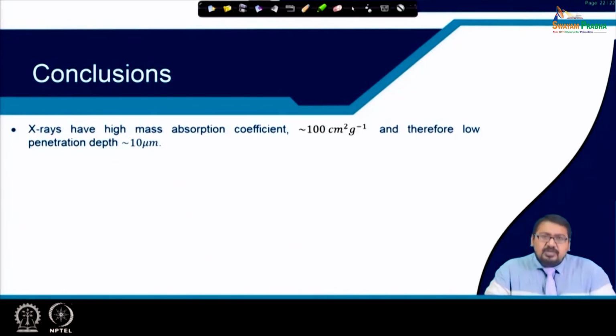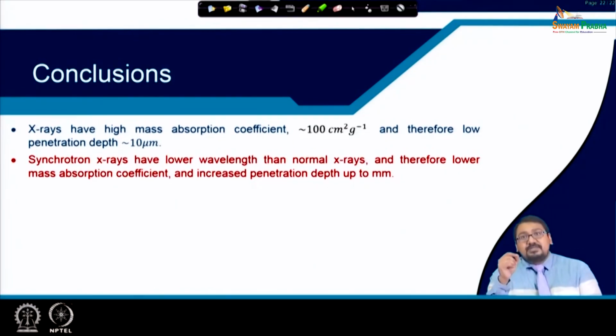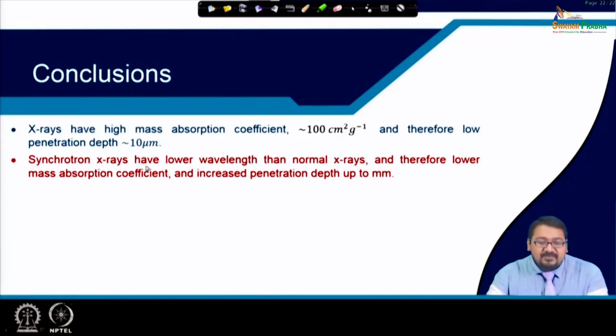So, what can we conclude here? We can conclude that X-rays have a high mass absorption coefficient, about 100 centimeter square per gram, and therefore a low penetration depth of 10 micron. Therefore it is suitable to measure macro texture. Synchrotron X-rays have lower wavelength than normal X-rays, and because of that, they have a lower mass absorption coefficient, and therefore the penetration depth is increased to millimeter level.